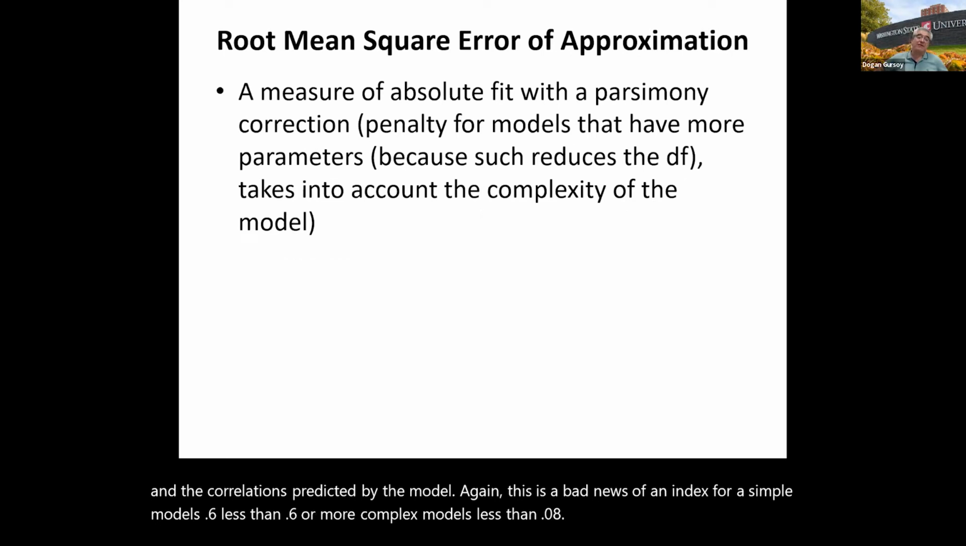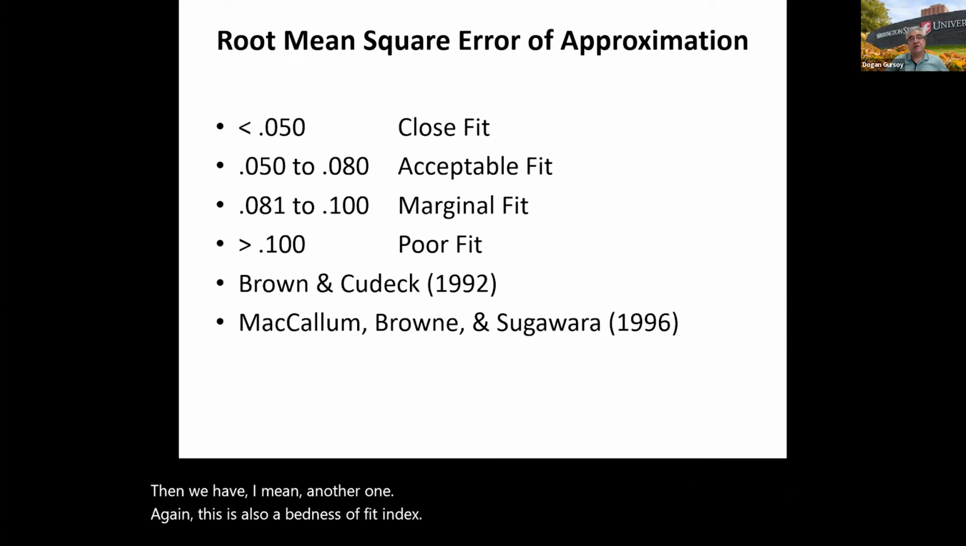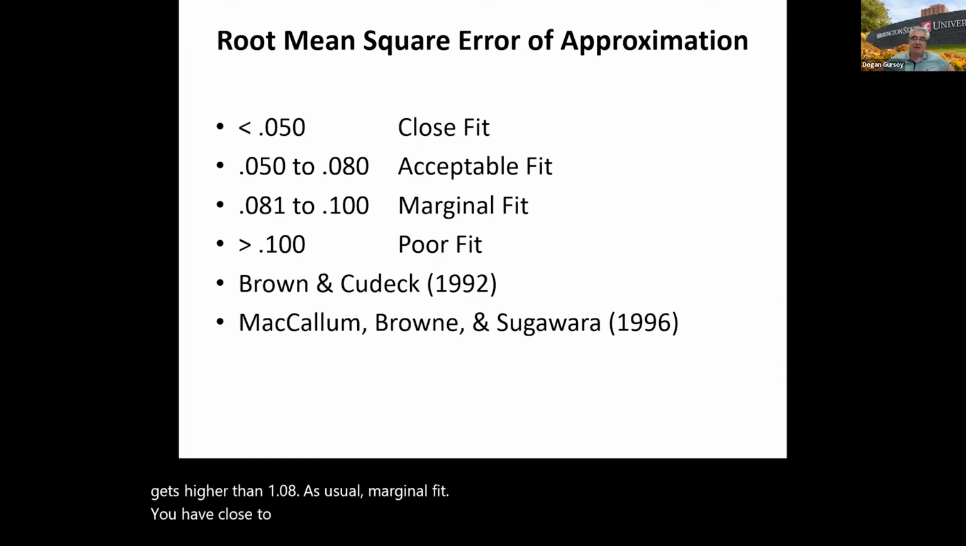Then we have another one. Again, this is also a badness of fit index. These are the acceptable values. 0.05 is close fit, anything between 0.05 and 0.08 is acceptable. If it gets higher than 0.08, that's usually marginal fit. As you get close to 1, it's poor fit.